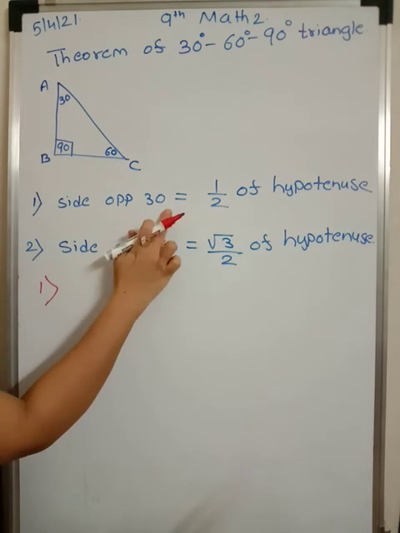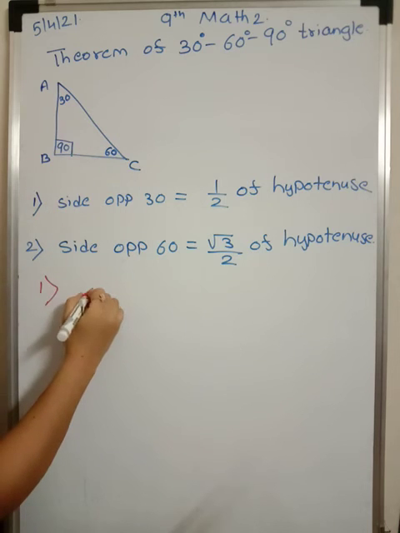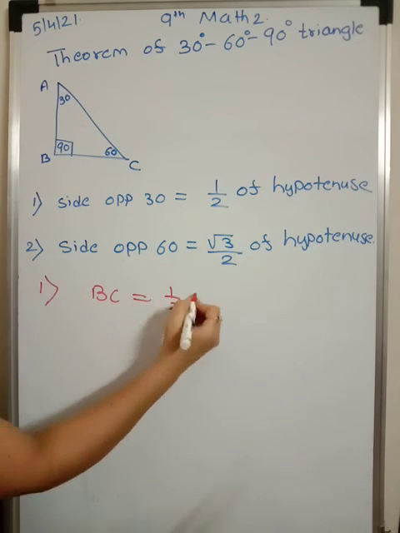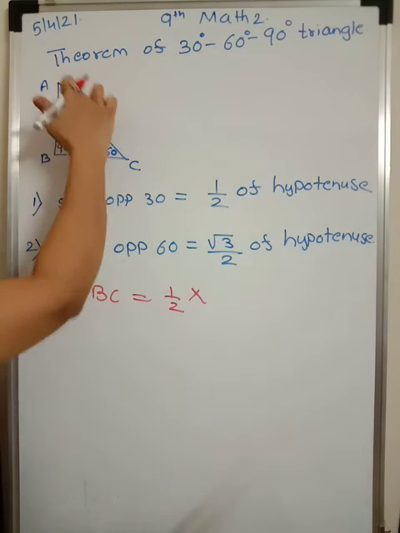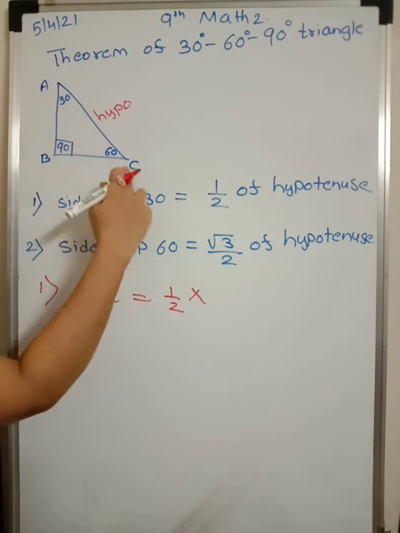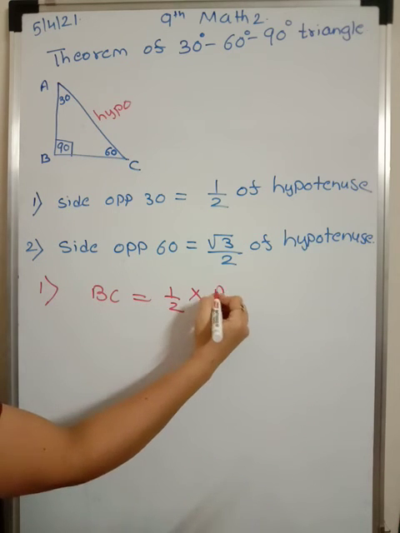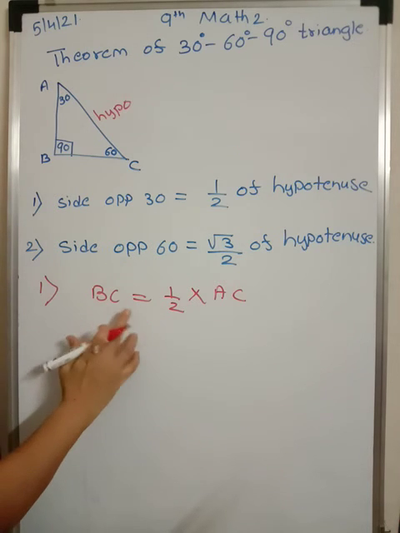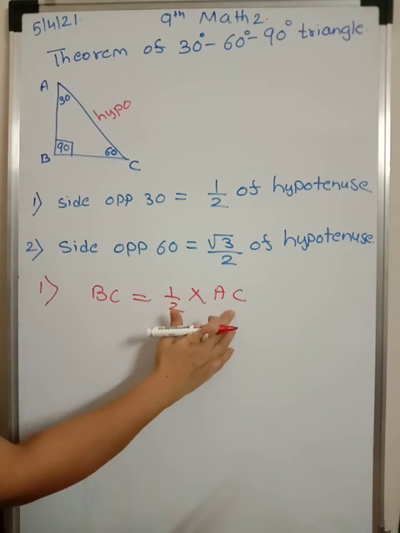Side opposite to 30 is BC, always equal to half of the hypotenuse. Hypotenuse is what? Opposite to 90. That is AC. So BC is always half of AC. You should always remember this. So the side opposite to 30 is nothing but BC and it is half of AC.